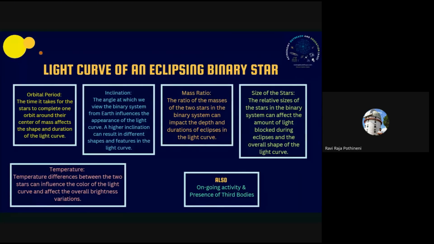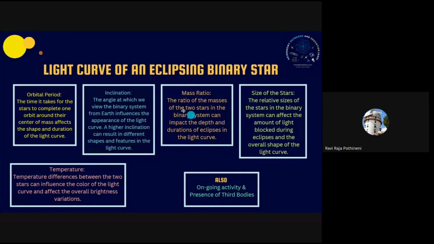Now, if they are not along our line of sight, I will show you anyway in the simulation, if they are a bit offset, in such a case, the inclination decreases. It becomes 70, or in some cases, it goes as low as 60, 50 also. In such a case, whatever parameters we deduce become less reliable. In such a case, you have to do spectroscopy also.